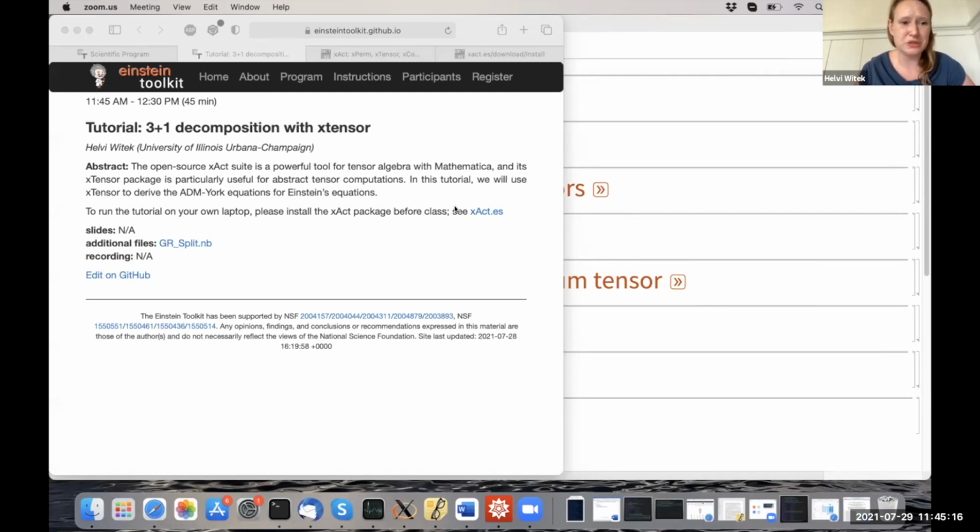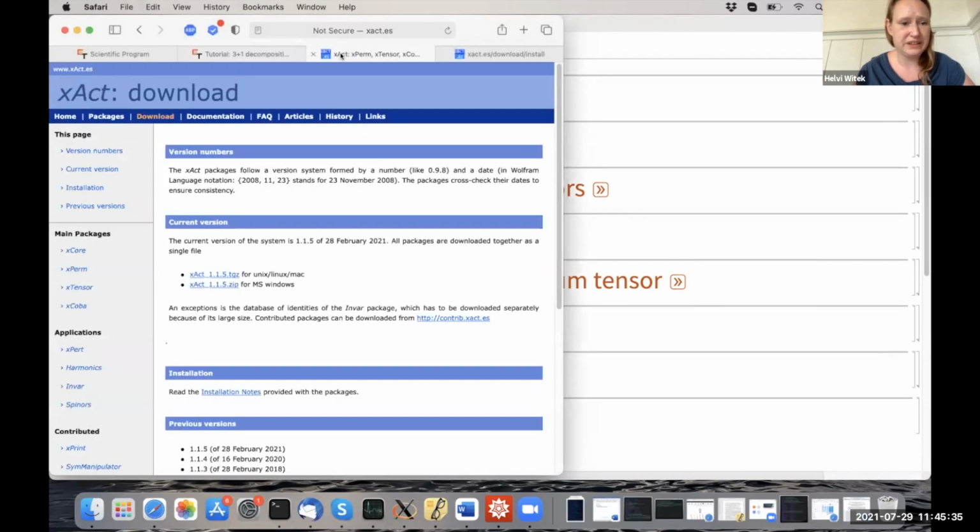So here on the program website, as Roland said, I have the notebook that I'm going to run now. If you want to follow the example locally on your laptop, you can just download it. You also need to install the xAct package that you can find here on the website, or if I go to the next tab on the download, you would download this zip or tarball and then install that.